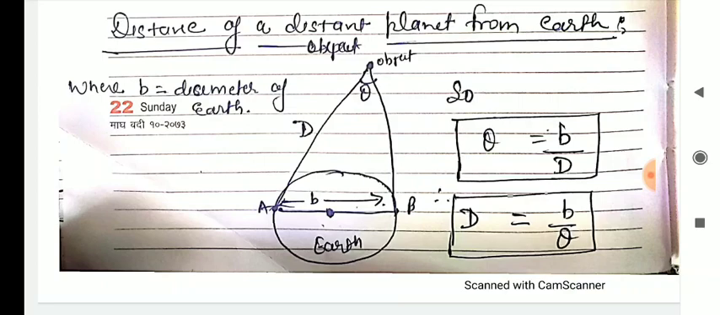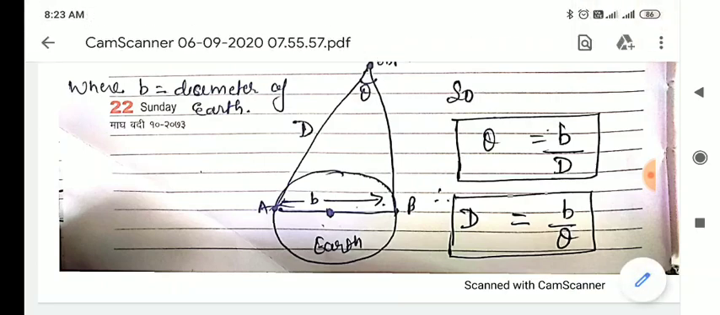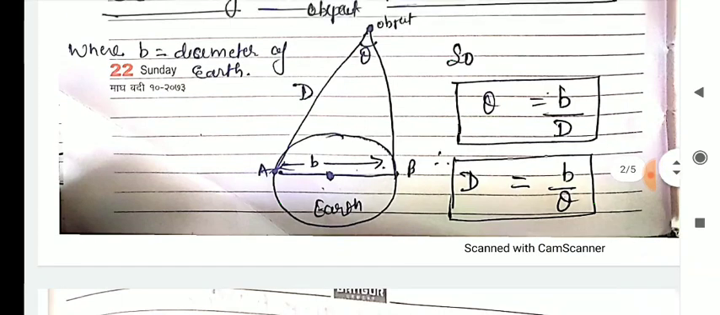Now what do we have to calculate? We have to calculate the capital D distance. So we can find the value of capital D from the relation D equals b upon theta. That means with the help of the basis and with the help of this angle, we can easily calculate large distances, or planetary distances, of the object or the planets.